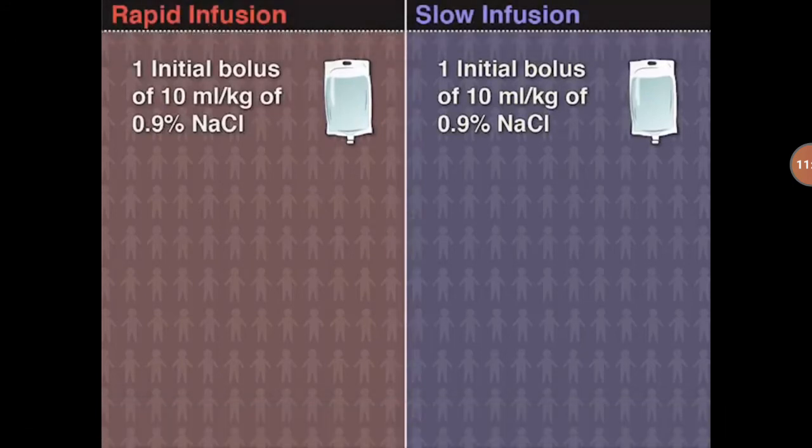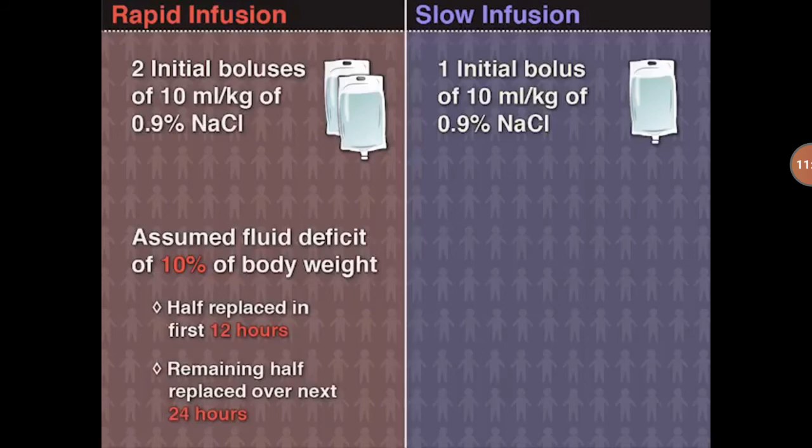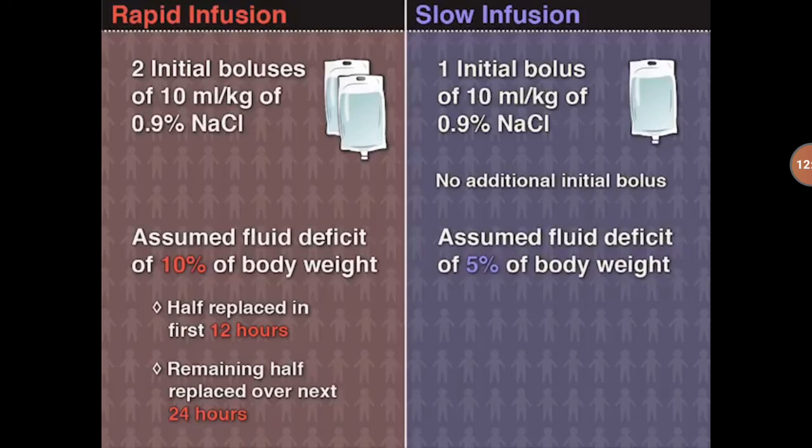The rapid infusion group received an additional bolus of 10 milliliters of 0.9% sodium chloride solution per kilogram, and a fluid deficit of 10% of body weight was assumed, of which half was replaced over the initial 12 hours and half over the next 24 hours. The slow infusion group did not receive an additional bolus, and a fluid deficit of 5% of body weight was assumed, and was replaced evenly over 48 hours.